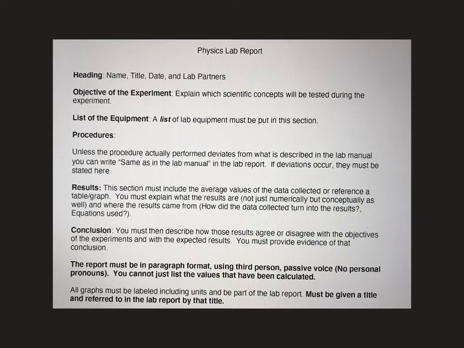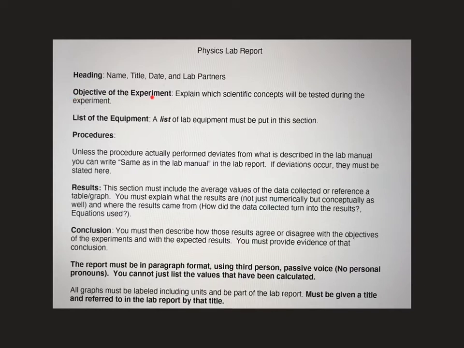In this video, we're going to discuss how lab reports in this course will be written. The first part of the lab report is going to be the heading, and the heading will include your name, the title lab, the date the lab was performed, and if you worked with any lab partners, you should include their names as well. But please make sure your name is separate so I know who wrote the lab report.